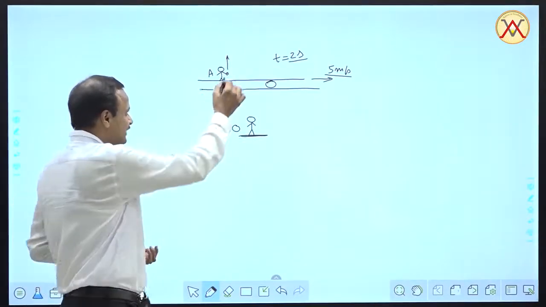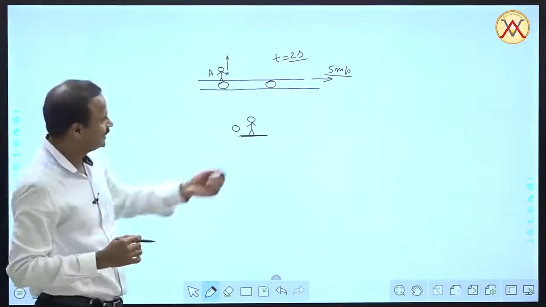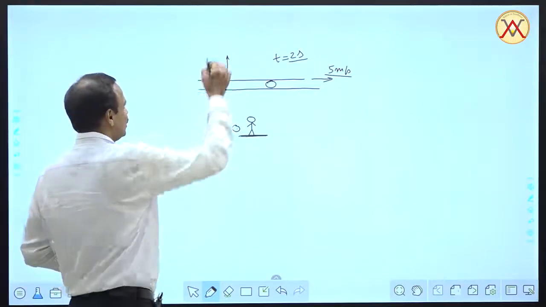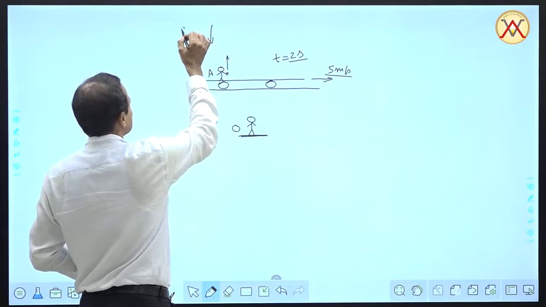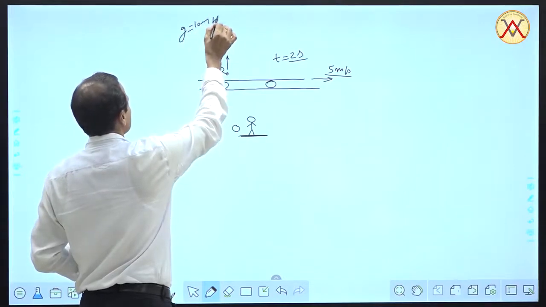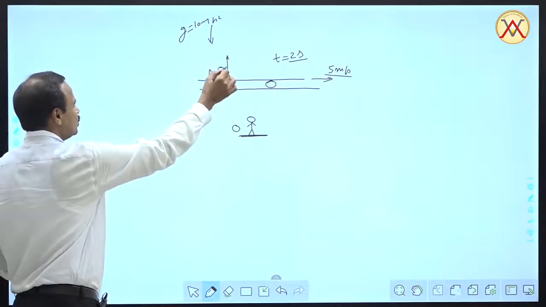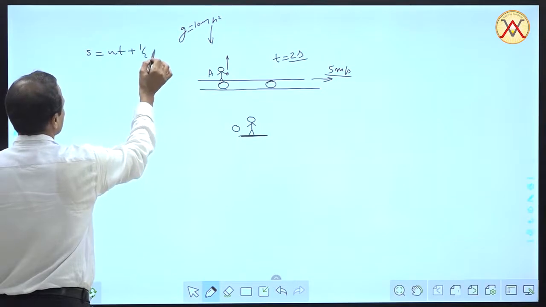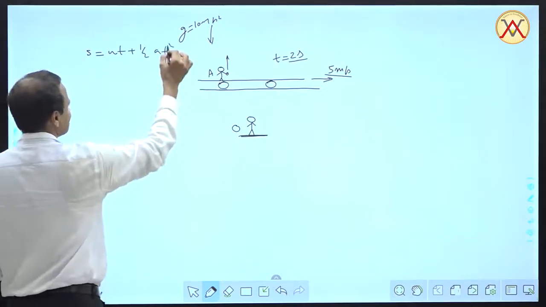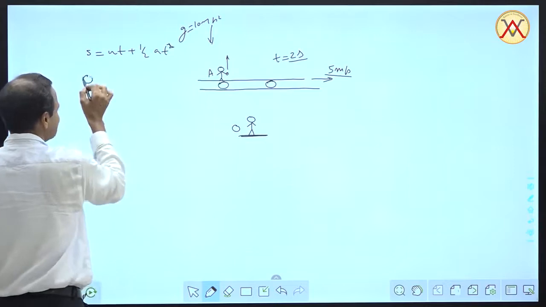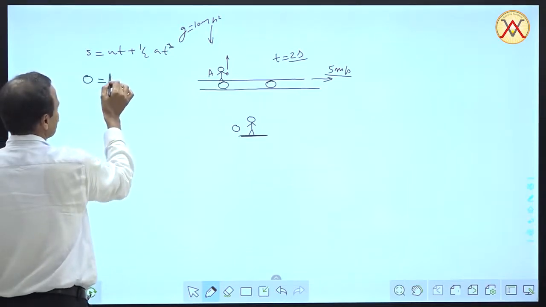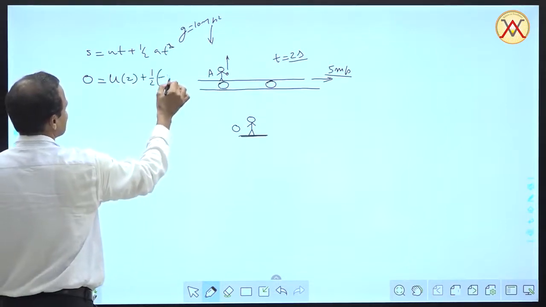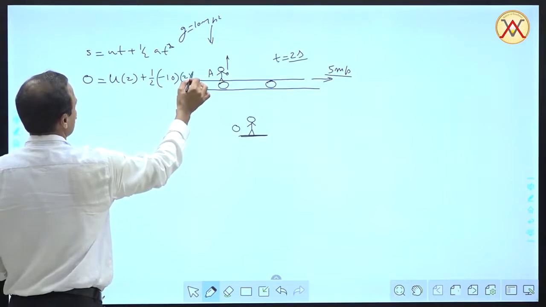Now, with what velocity must he have thrown the ball so that it lands after 2 seconds? You can use the second equation of motion. We know that the ball has an acceleration g equal to 10 meters per second square downwards. So, using s = ut + (1/2)at², the value of s when it comes back to his hands is 0. The initial velocity we have to find, the time is 2, plus half, acceleration is minus 10, and 2 squared.